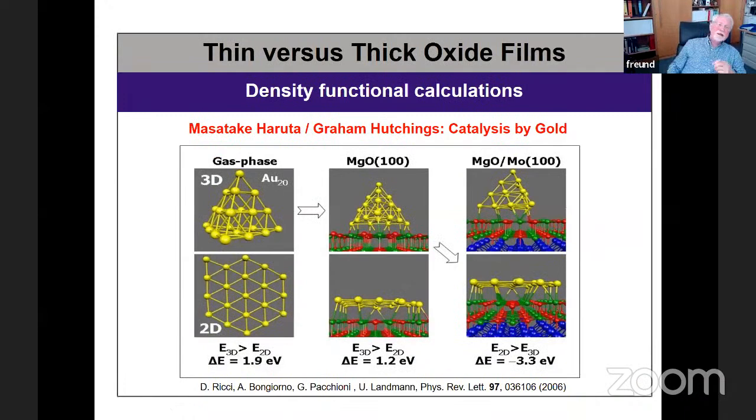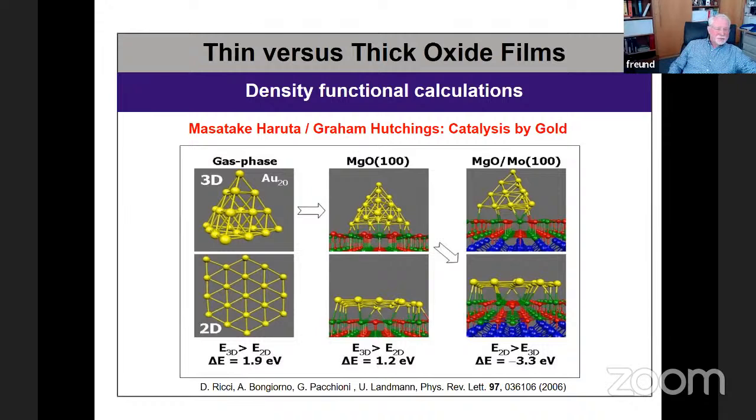And here comes the first example, and that has to do with gold. Now, some of you may know, Masataka Haruta in the late 70s came up with this idea of using gold for CO oxidation. And he showed that CO oxidation on supported gold particles happens at very low temperature, unexpected for everybody.